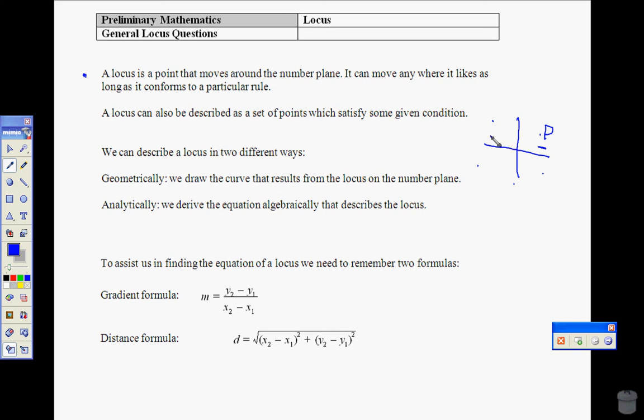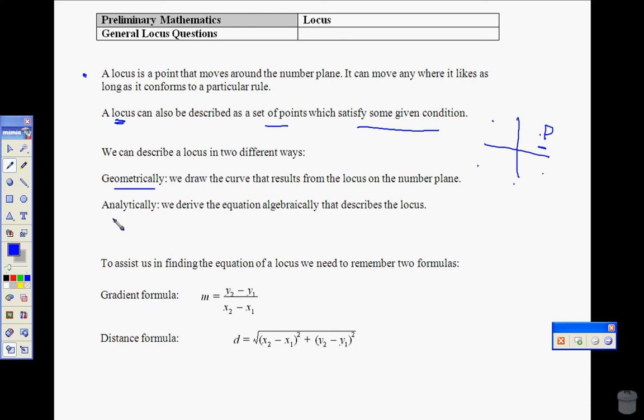to some rule. So a locus can also be described as a set of points. P is that set of points because it can be multiple points, and it satisfies some given condition. And that's the rule there. So it has to follow some rule. We can have our locus in two ways. Firstly, we can have it geometrically, and when we talk about geometrically, basically we're talking about its graph. So we can draw the graph on the number plane, and that would be the locus.